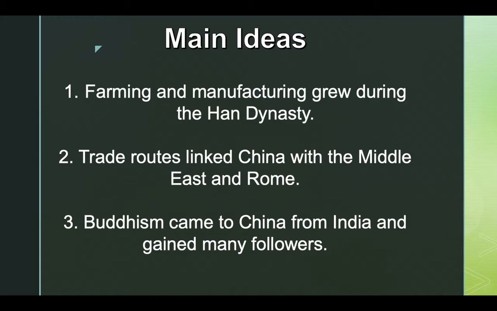There are three main ideas in this section. Number one, farming and manufacturing grew during the Han Dynasty. Two, trade routes linked China with the Middle East and Rome. Three, Buddhism came to China from India and gained many followers.